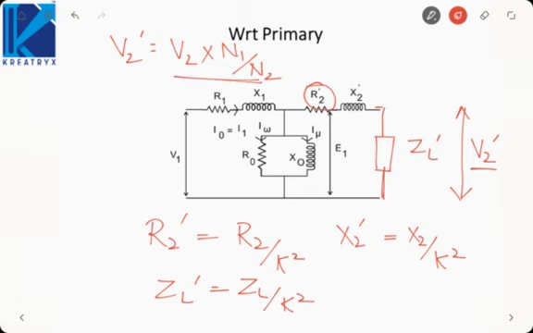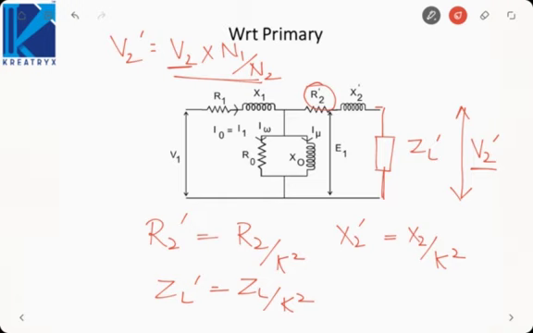Okay, so this will be my V2 dash. So we can find V2 dash, and then we can find V2 by this relation. Finding V2 dash is quite easy now, since the entire circuit is on one side. So it is just a network problem to solve this circuit.